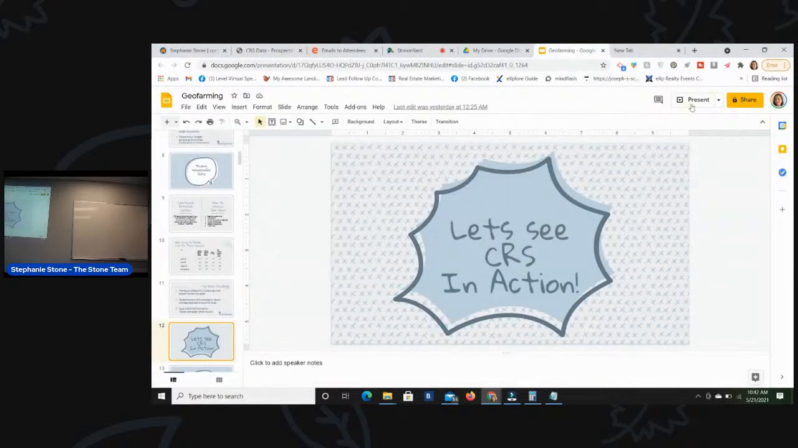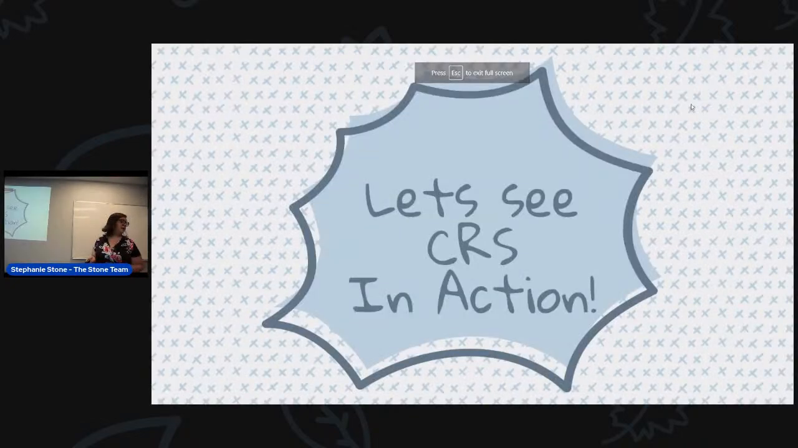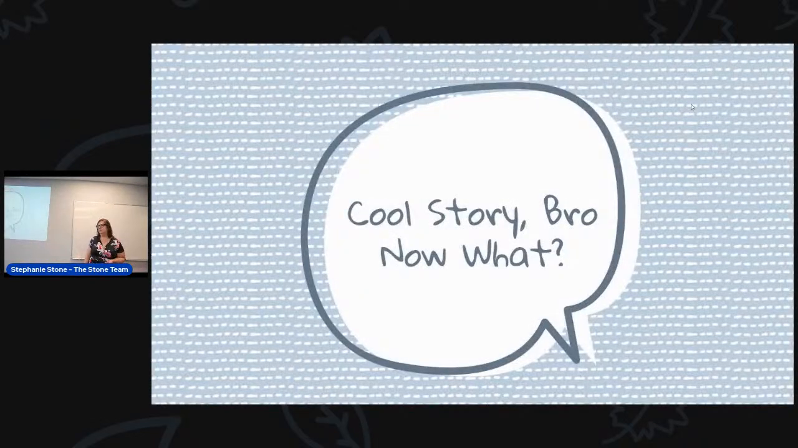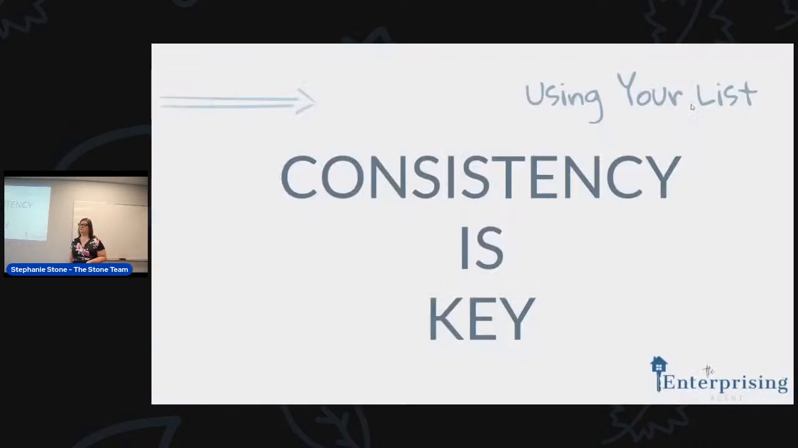So let's go ahead and continue on our slide presentation. We've seen CRS in action. So cool. Now what do we do with this data? I have my list of 412 properties. Looks fun. I've got some names. I've got addresses. I know a little bit about their house. What do I do?